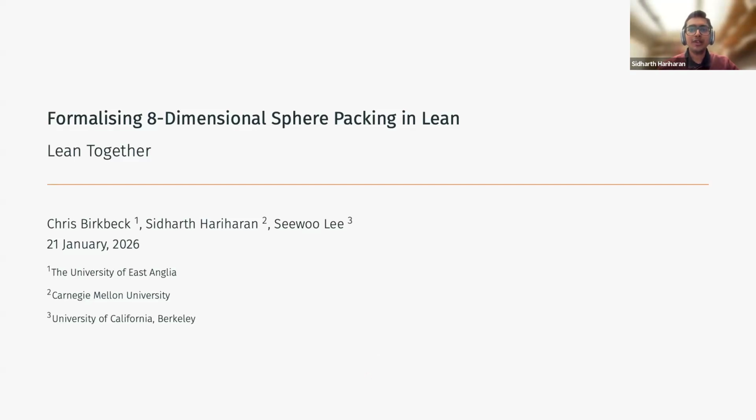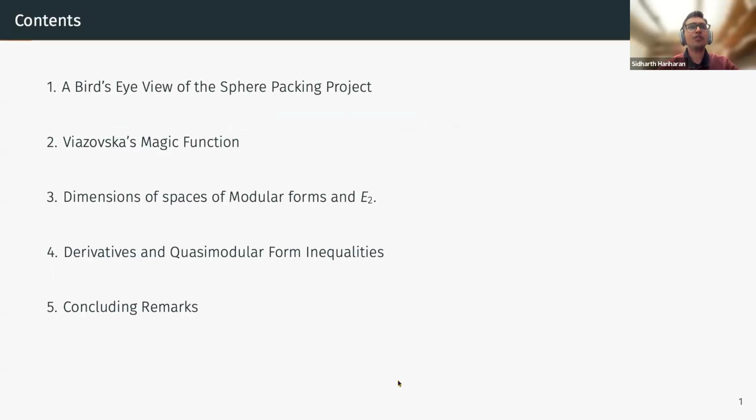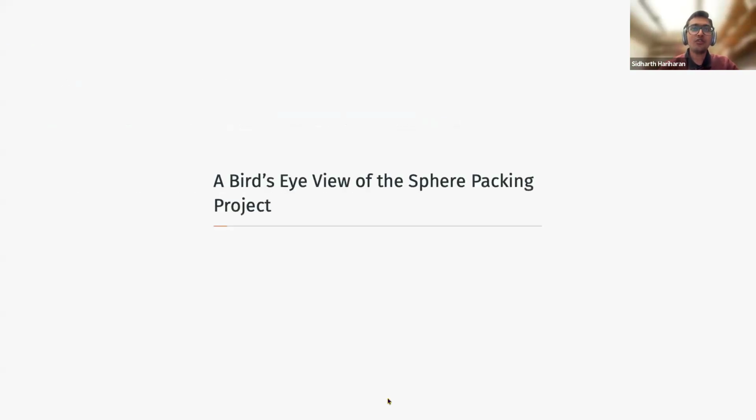I'm going to briefly give an overview of the sphere packing project, the different areas. I'll talk a little bit about the so-called magic function that Viazovska famously constructed, and then Chris will give an overview of progress on modular forms. Seewoo will give an overview of derivatives, quasi-modular form inequalities to wrap up the proof that the magic function actually works. And then we have some concluding remarks and acknowledgements. So yes, an overview of the project, where we're at.